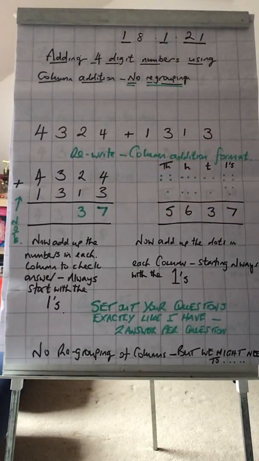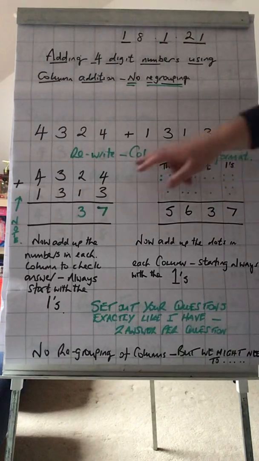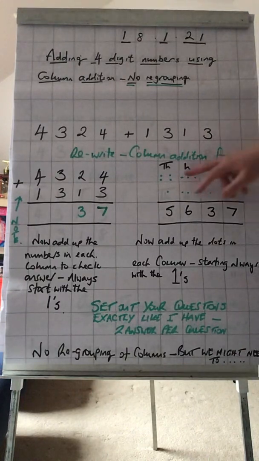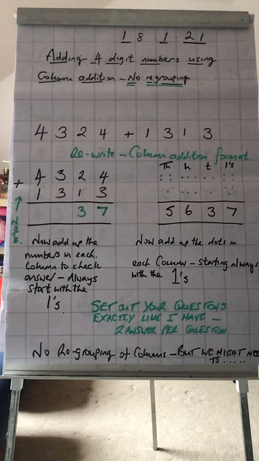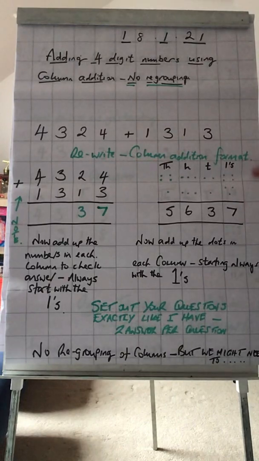So when you write your answers, this is how I want it set out. You rewrite this number as a column addition sum, making sure that the numbers are in the correct columns. You also then rewrite it as a visual column addition sum. You can put your headings on if you need to. It just helps you to make sure that you've got the right numbers or the right symbol in the right columns. You always start with the ones column.